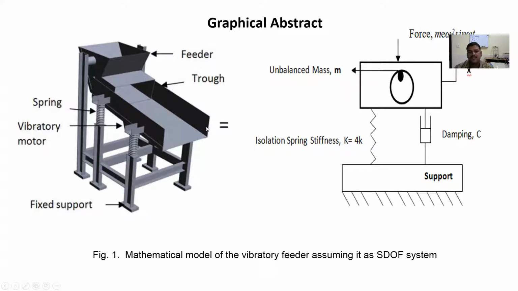Now if we equate with the mechanical system, you can consider it as a single degree of freedom system, where the stiffness of the spring, capital K, is equal to 4k, because there are 4 springs on which this trough is installed. Now considering the C as a damping, and this is my support structure.